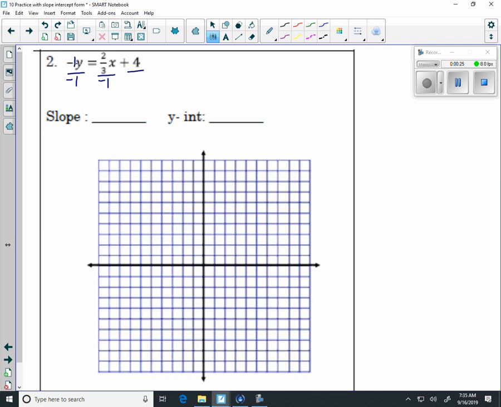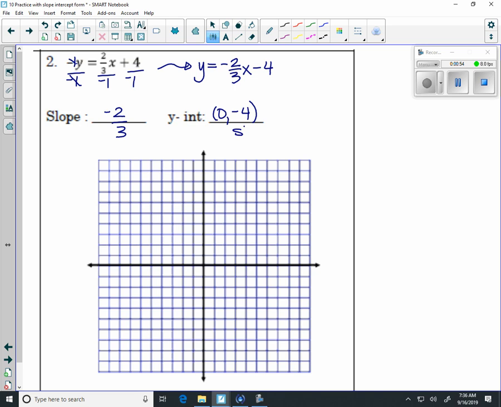Be careful that you're breaking that up correctly. Don't add 1 to the other side. You've got to divide to break those up. Okay, so we have y equals positive 2/3 divided by a -1 is -2/3 x. And positive 4 divided by -1 is -4. So our y-intercept is 0, -4. And our slope is -2/3.